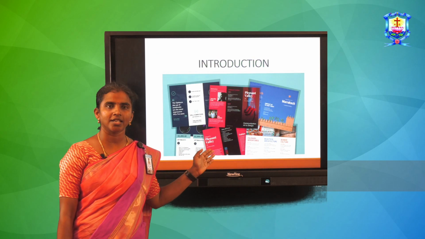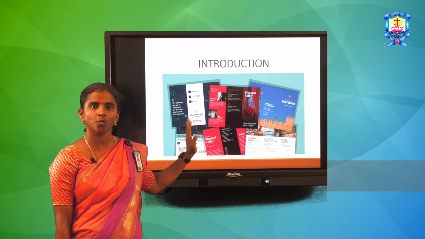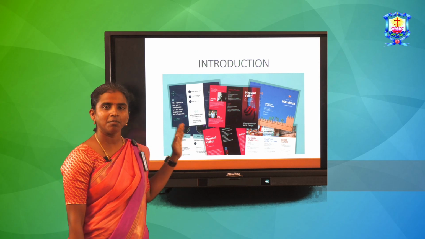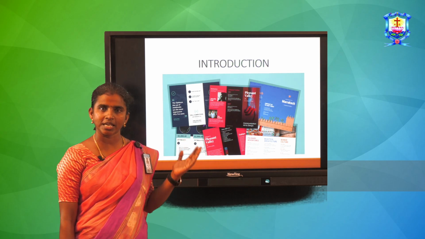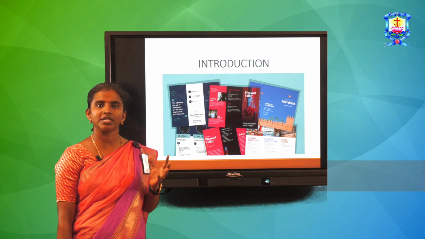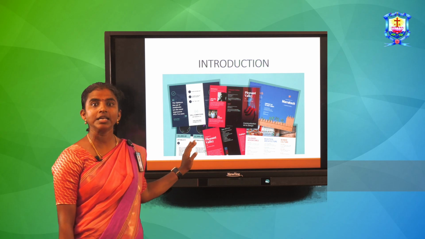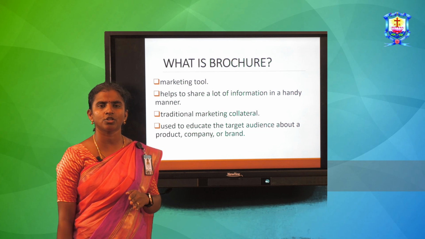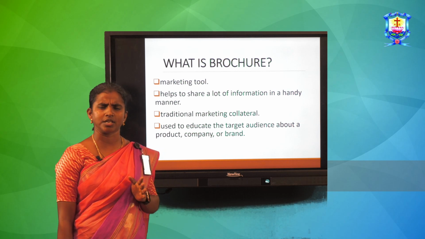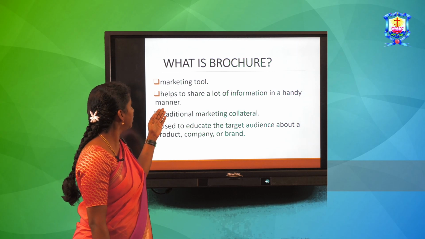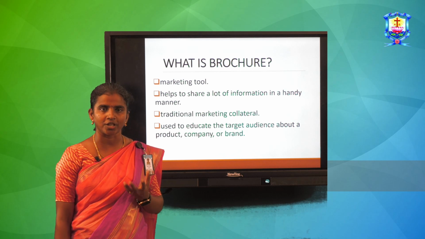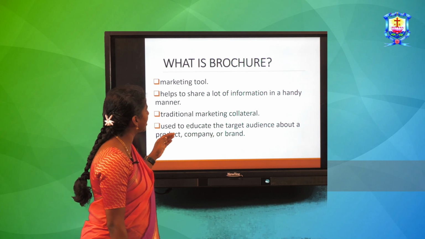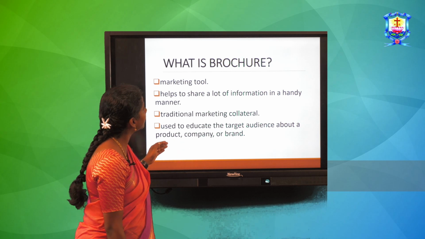So what you see in this picture, if it is a plain white sheet, we call it white paper. If it is something with images, with trifold, single fold, different varieties of designs, we call that a brochure, that is meant for advertising. So before going deep into the topic, let us know what a brochure is. It is a marketing tool which helps to advertise a particular product into the society. Next, it helps to share a lot of information in a handy manner.